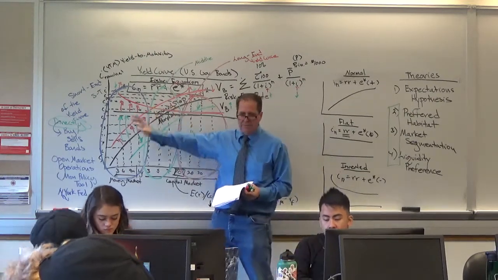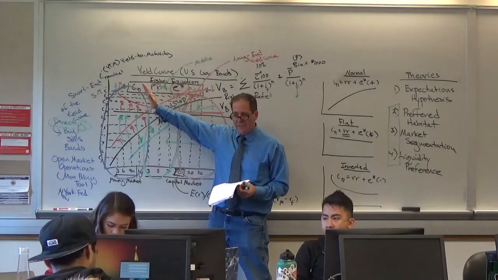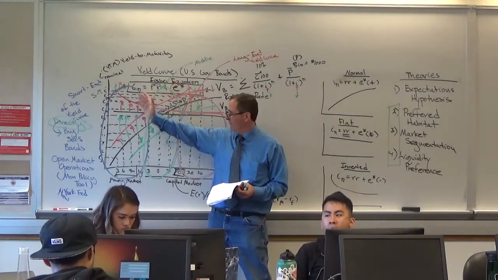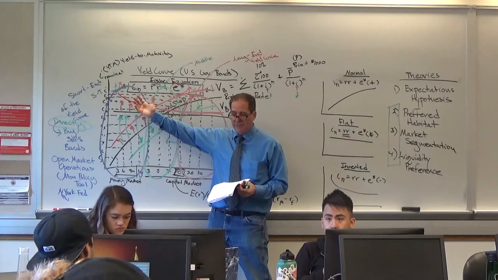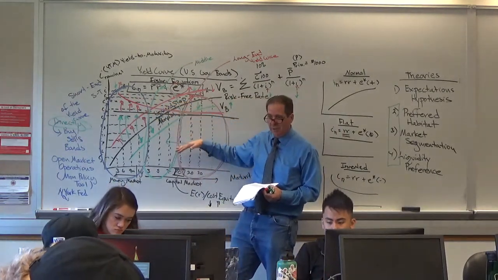So the Fed will conduct monetary policy on the short end. They drive up interest rates on the short end, it inverts the curve. People are going to anticipate a recession, and the medium and long-term interest rates are going to fall.